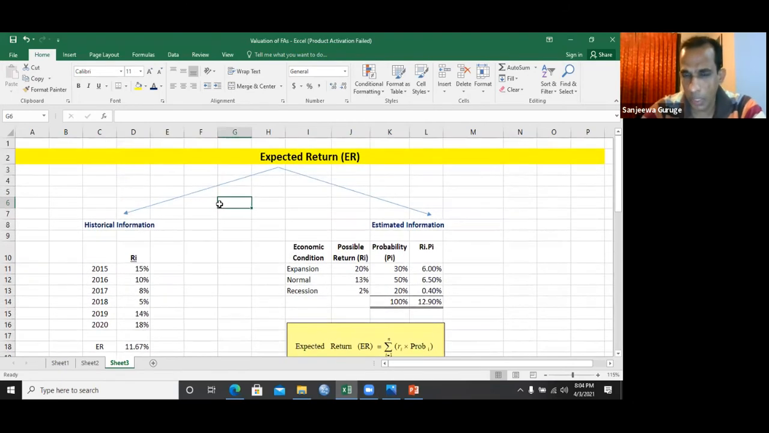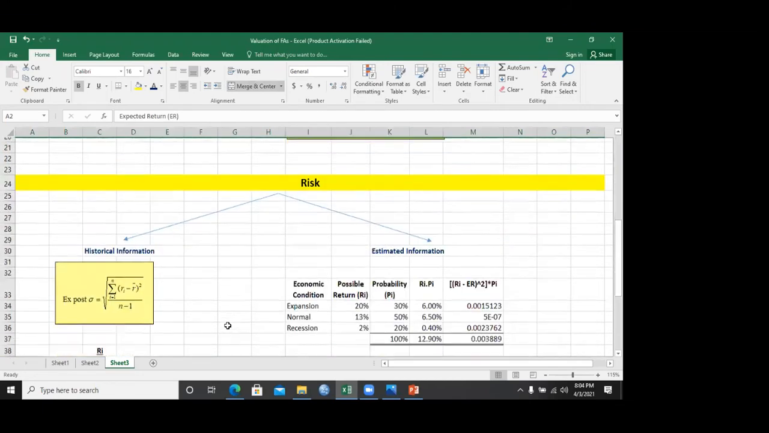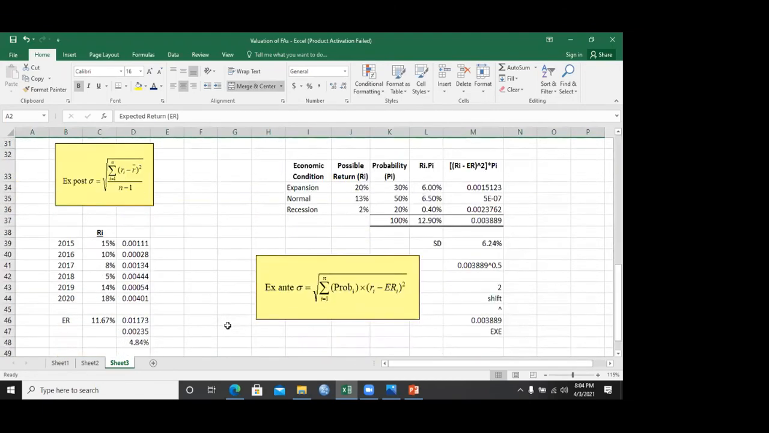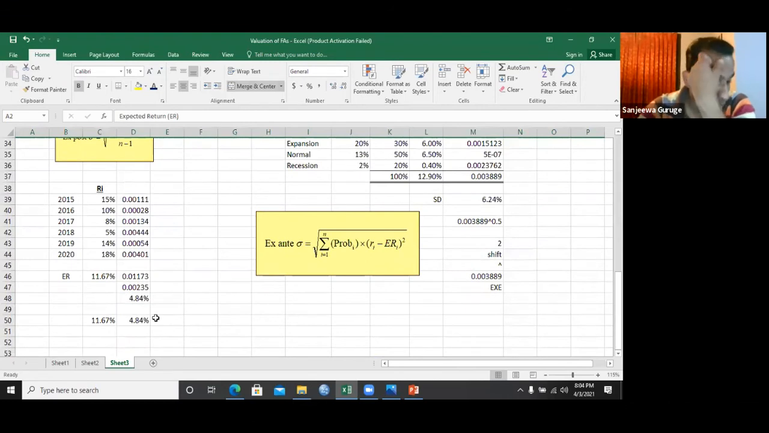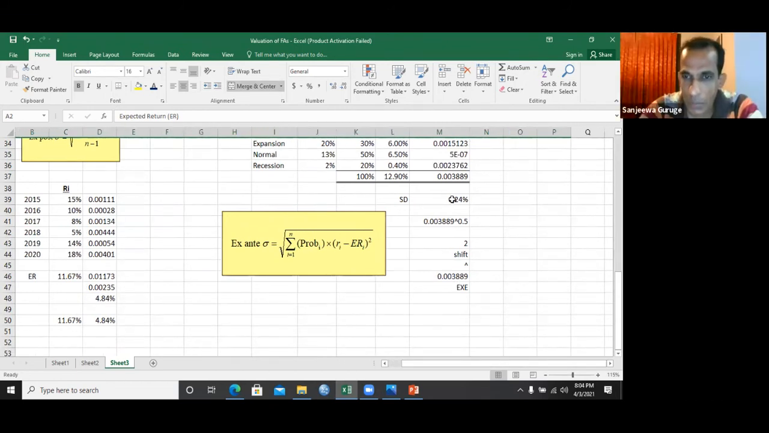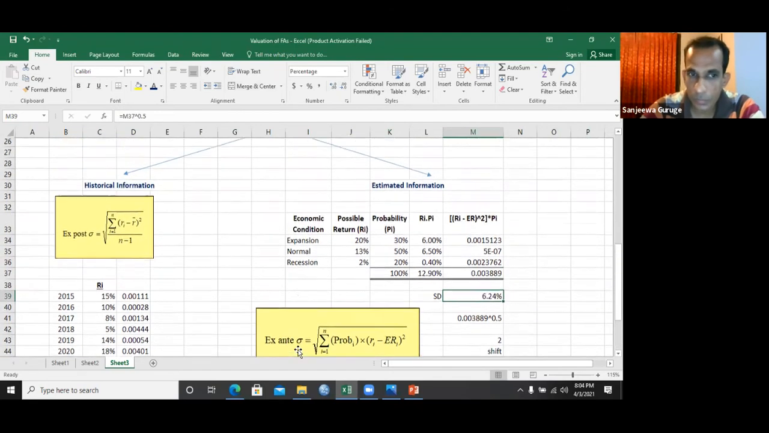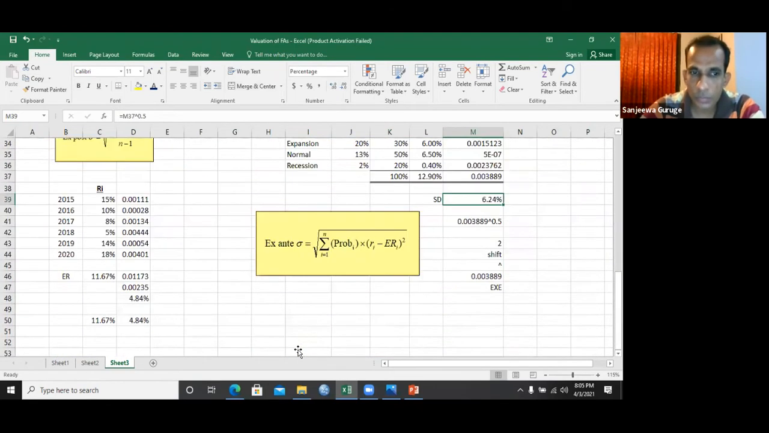Up to now, the points we discussed, is that clear? So on the last calculation, the risk percentage is 4.87, isn't it? Yeah. So here, now this standard deviation is 4.84%, and here we got the standard deviation 6.24%. Right? What is the meaning of this? What is the meaning? Now, here, even though the expected return is 11.67%, the standard deviation is 4.84.